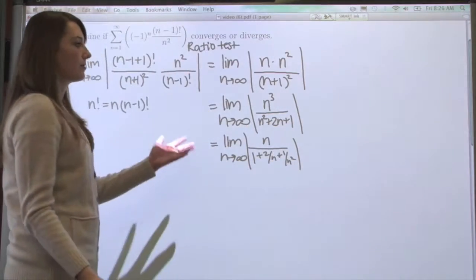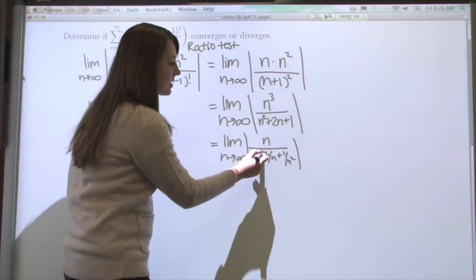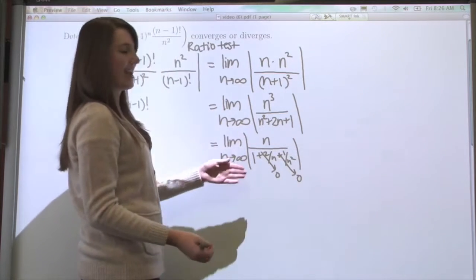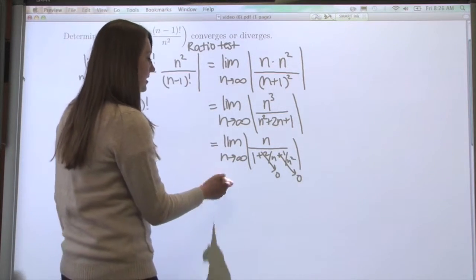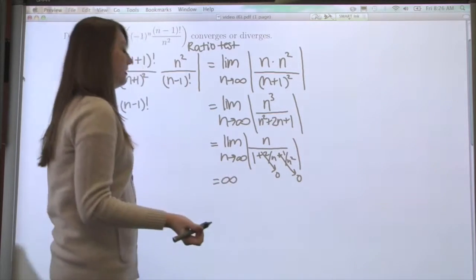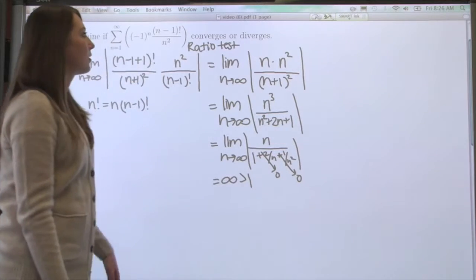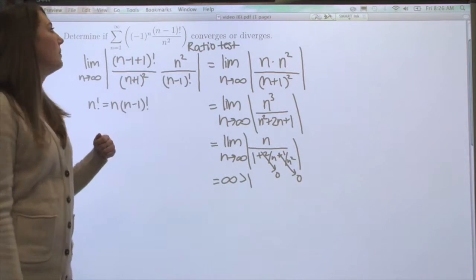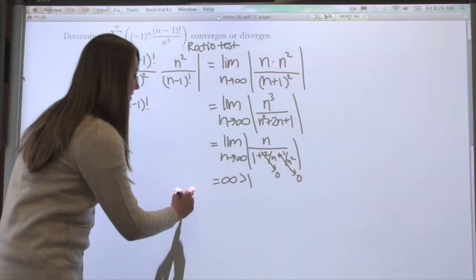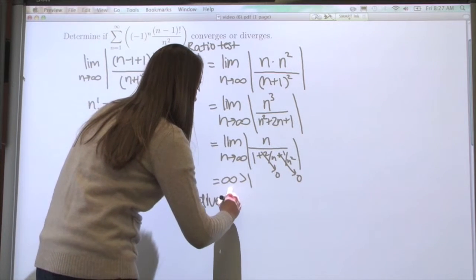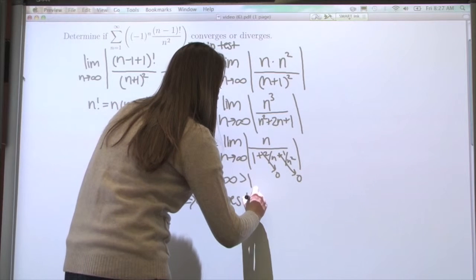So looking at this, this is very obvious, right? Because this term's going to go to 0, same with this term going to 0. So we're just going to get n, which obviously, as it goes to infinity, is going to equal infinity, which is always greater than 1. And therefore, by the ratio test, we can confirm that this series diverges. Implies diverges by ratio.